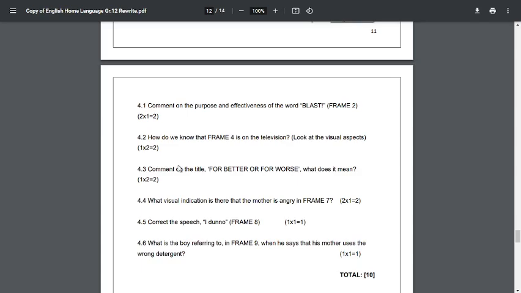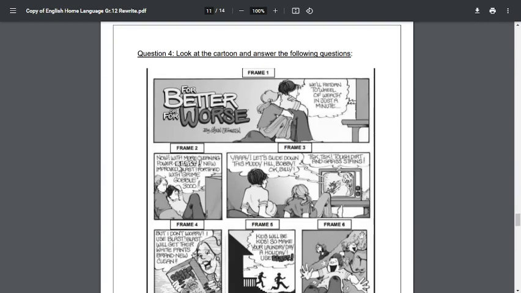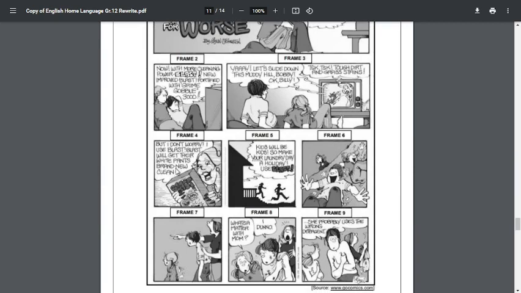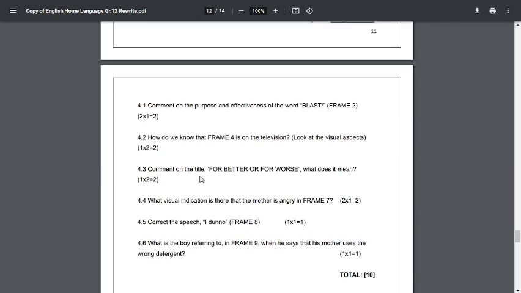How do we know that frame 4 is on the television? Look at the visual aspect. So the visual aspects is only what you can see. We know frame 4 here is on the television because of the scan lines. That's what these lines are called on an old TV. You can't say we know it's frame 4 because we can see the same lady in frame 3, right? It's just talking about frame 4. What is the visual here that shows in frame 4? It's on TV. It's just the scan lines, that's all. So remember, when we're talking about these different frames, we are talking specifically about that frame. So the answer we are looking for is in that frame.